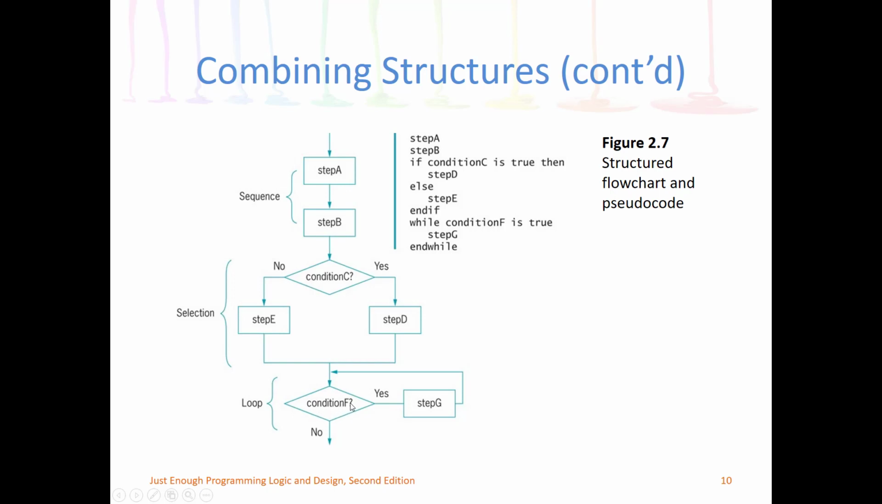So is condition F true? If it is, then here's a sequence. You come over here and you do step G. You could have 4 or 5 steps in there. Come back, ask it again, come back, ask it again, until this condition is false or no. If it never switches, if it never goes from true to false or yes to no, then you have what's called an infinite loop, which we'll talk about later.